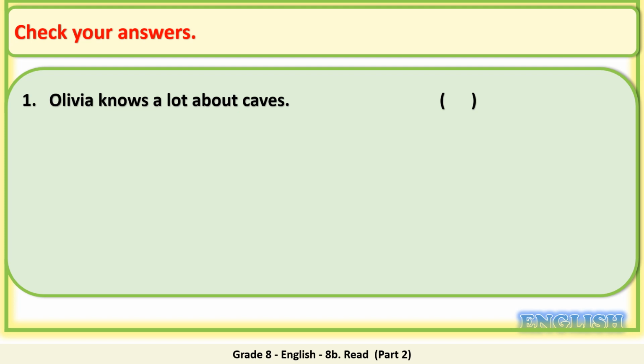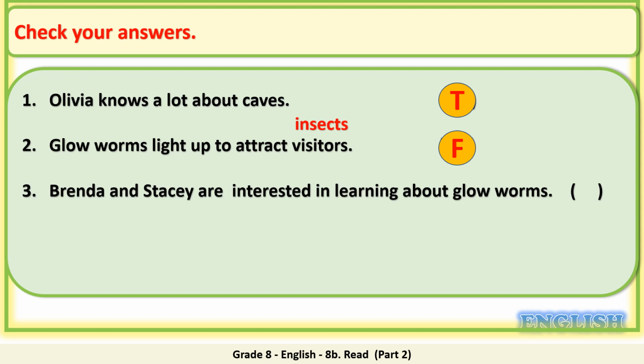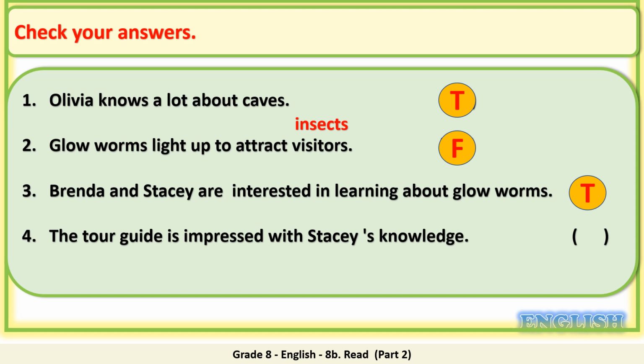1. Olivia knows a lot about caves. True. 2. Glowworms light up to attract visitors. False. To attract insects. 3. Brenda and Stacy are interested in learning about glowworms. True. 4. The tour guide is impressed with Stacy's knowledge. False. The tour guide is impressed with Olivia's knowledge.